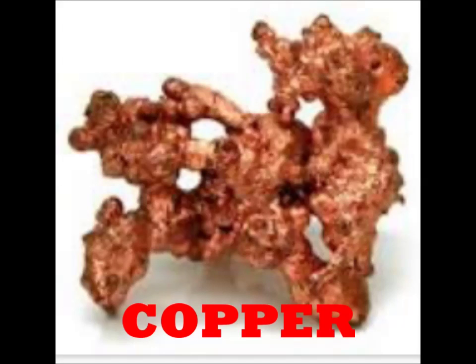Another example is copper. Copper is a chemical element with the symbol Cu. It is a soft, malleable, and ductile metal with very high thermal and electrical conductivity. A freshly exposed surface of pure copper has a reddish-orange color.